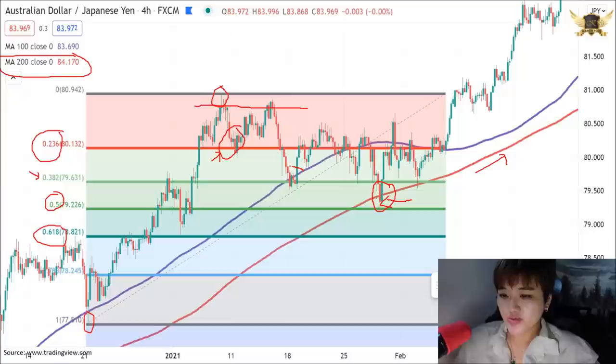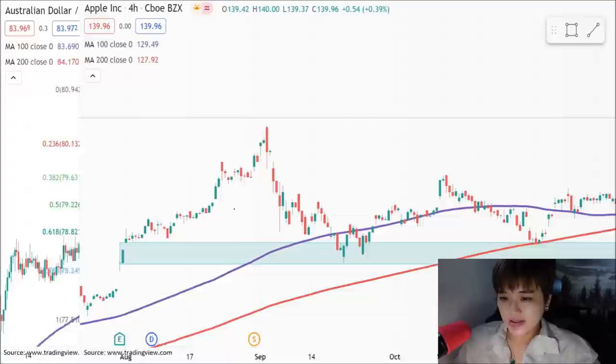This one is also not that good because it is testing 38.2% and it is testing the 100 SMA. Of course, it still might work out, still might work out. And the price retraced here because it tested this support zone turned resistance. So I'll give you another example.